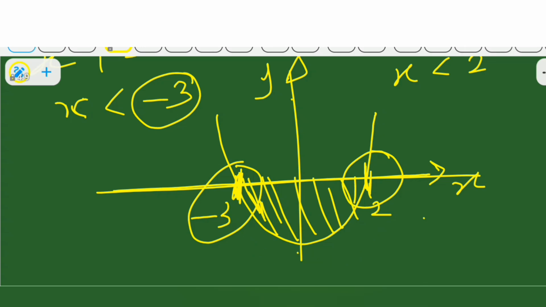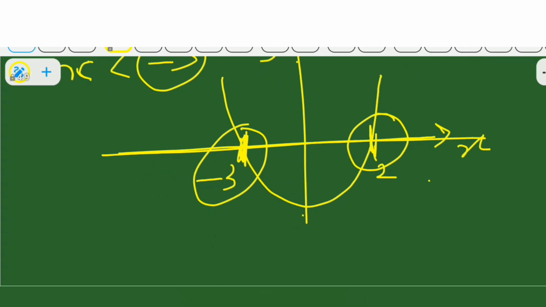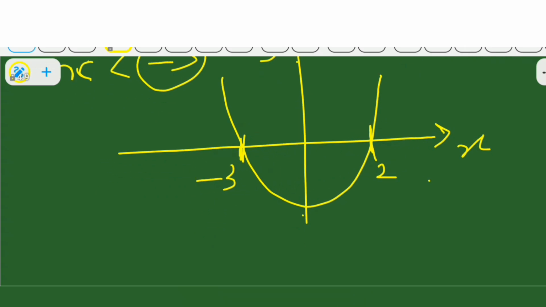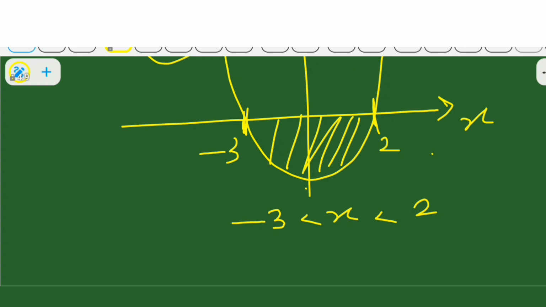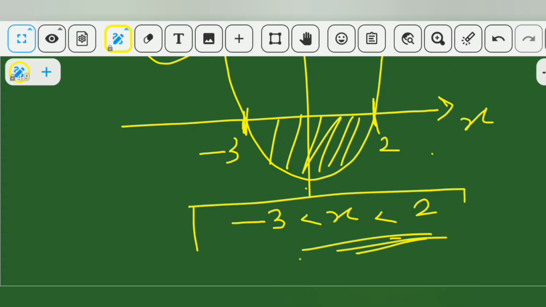Okay, so with that idea, you can get the answer like this. The answer will now be, I'm going from -3 and I'm stopping at 2. So the answer will be -3 less than x, talking about the x values in this point, that's what I mean, then less than 2. So this is the answer to the question. So -3 less than x less than 2.